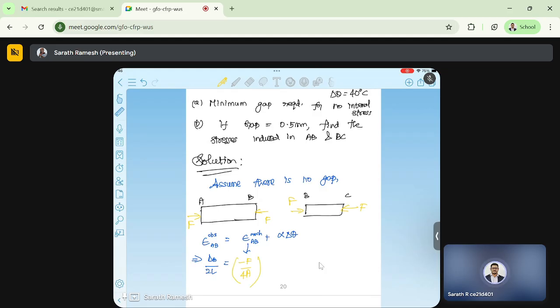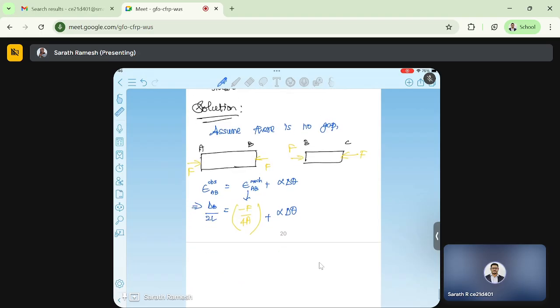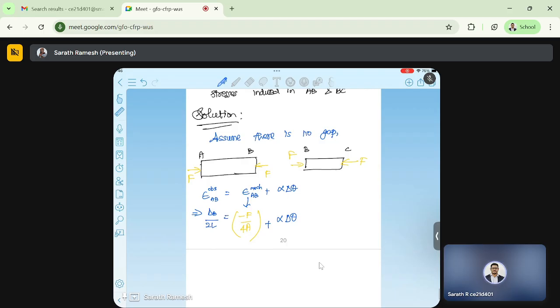This is 4A, yes, this is 4A. Why minus F by 4A? Because it's compression, so I'm putting a minus sign here. Fine. This plus alpha delta theta. Now from this, can we find delta B? Of course we can, but there is an unknown F. Let it be. Apart from that, alpha is known, delta theta is known, A is known, L is known. So there are two unknowns, delta B and F, in this equation.